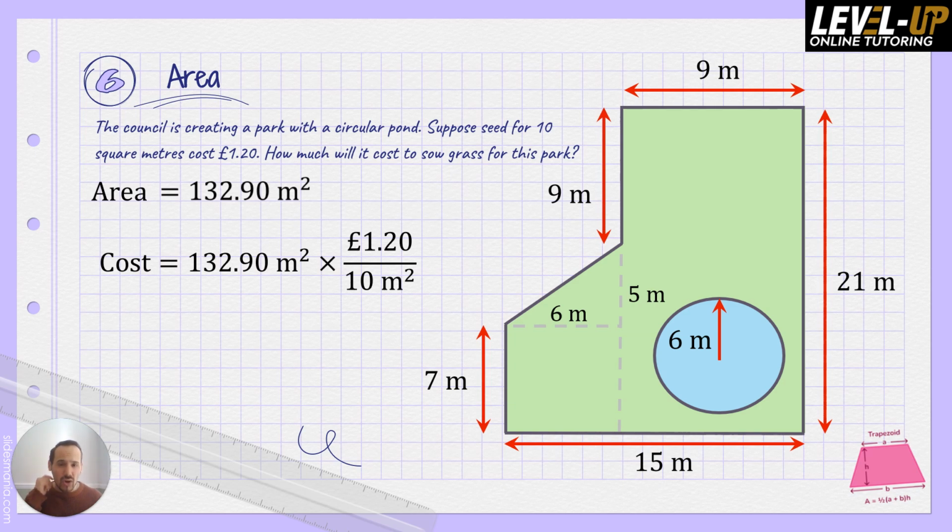And so if we now want to calculate the cost, we times it by, say, 1.2 over 10. So if it costs £1.20 per 10 meters squared, per kind of implies division. So that's basically £1.20 divided by 10. If we times it by that, that will get us how much it will cost for this grass. So if it's £1.20 per 10 meters squared, it's basically 12 pence per 1 meter squared. And we know we've got 132.90 meters squared here. So 132.9 times 0.12 gets us our final cost of £15.95.